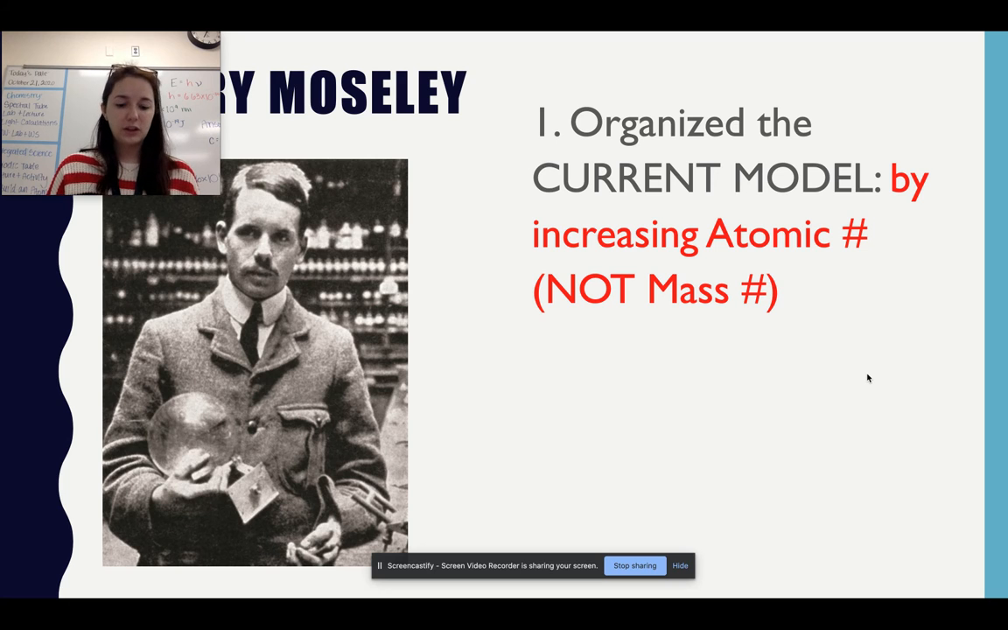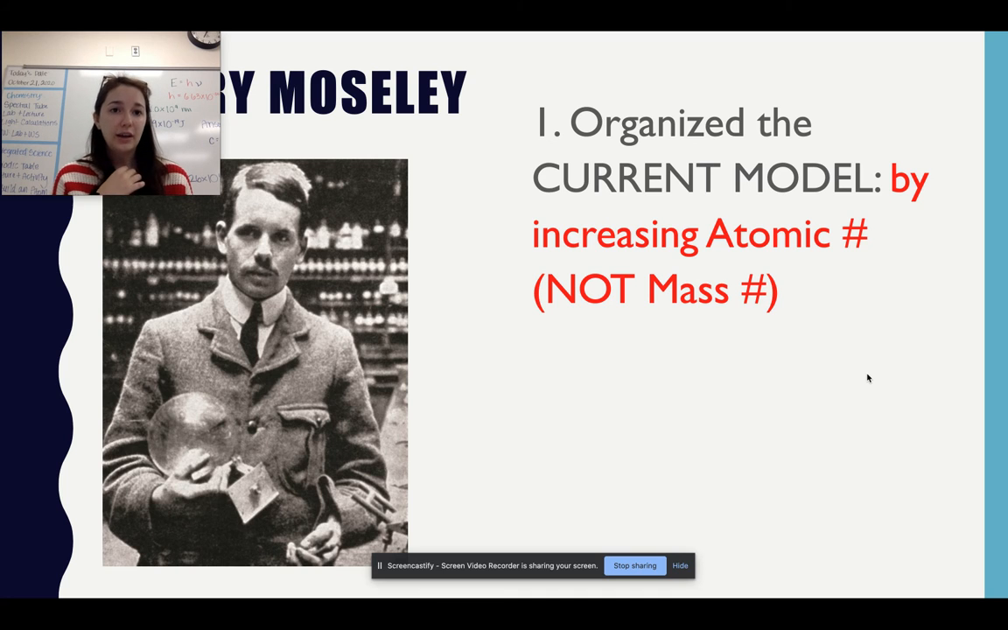What he did is he took those and put them on a box, and he saw, hey, there's a staircase pattern with these. So he was able to organize the periodic table into our current model that we know today, where it's by atomic number and not mass number. Now, unfortunately, and this is very sad, he went to World War I and he passed away in war. And he was a very intelligent guy. He's 21. He's probably going to do more than I'm ever going to do in science with my life, which is crazy. He's wonderfully smart.